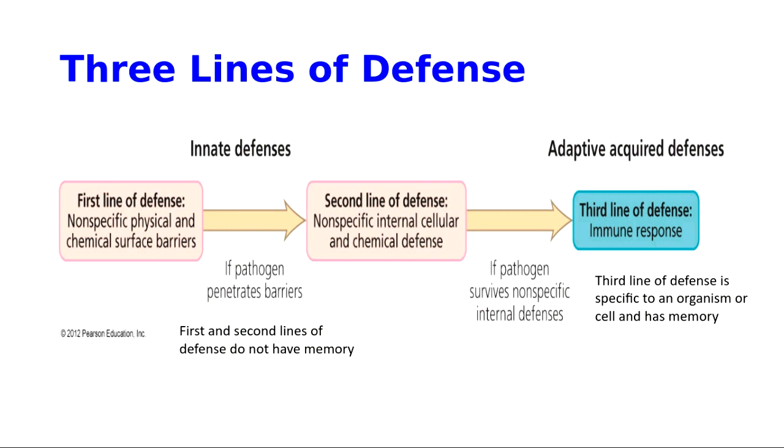And then we have the third line of defense, and the third line of defense is characterized by having memory and by being very specific. And it is acquired. We're not born with it. It has to develop with age, with exposure to different organisms. We get that third line of defense.